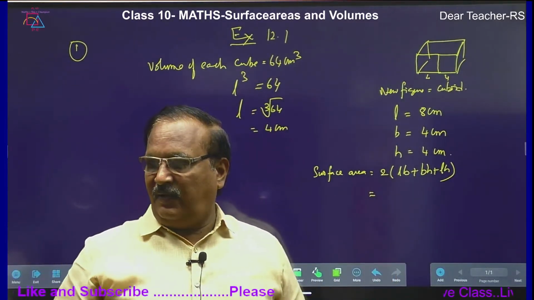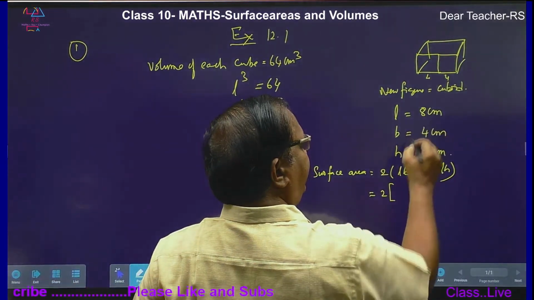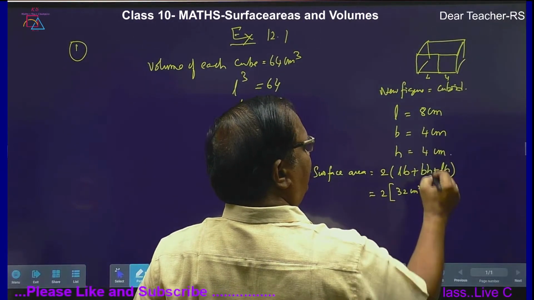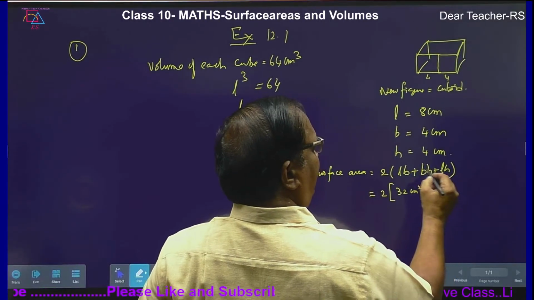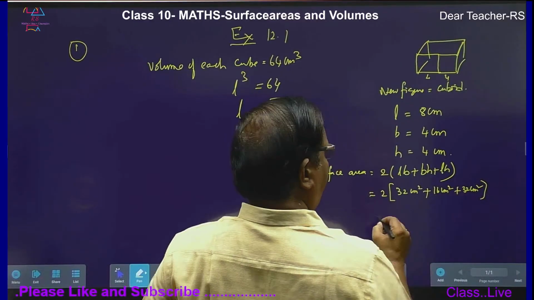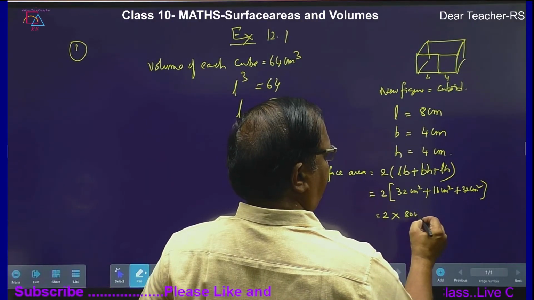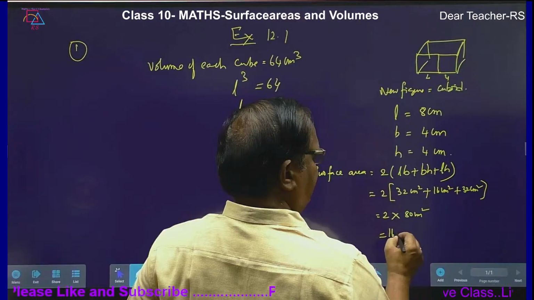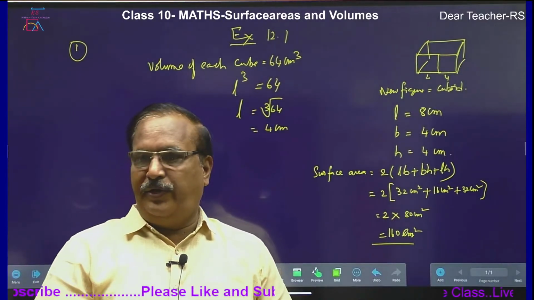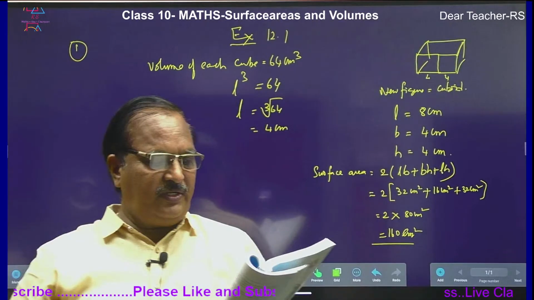So the formula always carries marks. Then 2 into LB, 8 into 4 is 32 centimeters square, BH 4 fours are 16 centimeters square, and LH again 32 centimeters square. Then 2 into 32 plus 32 is 64, 70, 80 centimeters square, which is equal to 160 centimeters square. This is the surface area of the new cuboid. Okay, I hope you have understood. Let us go to another question.